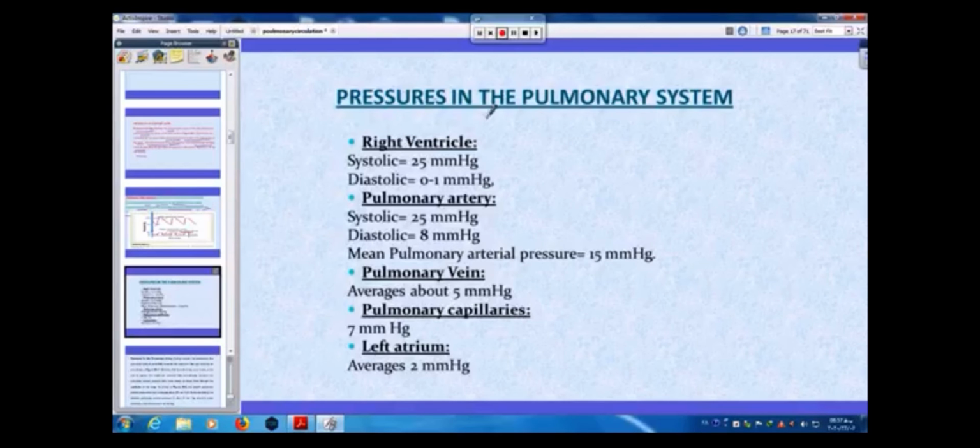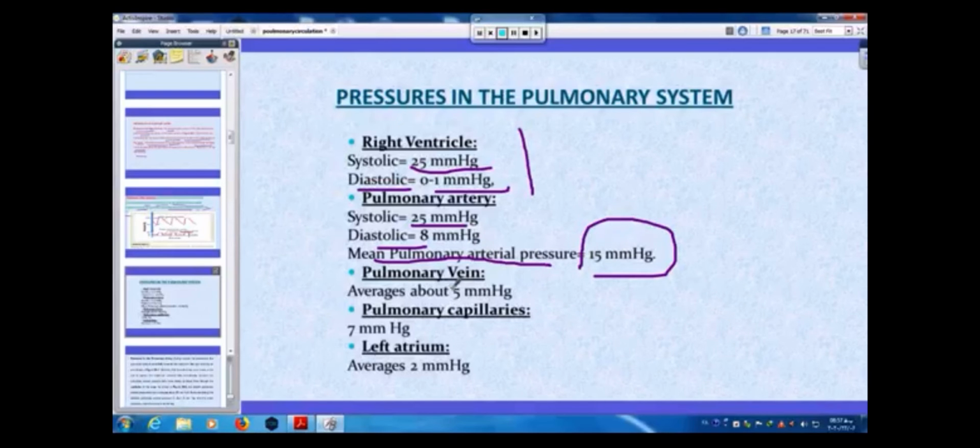Taken together, the pressures in the pulmonary system: right ventricle systolic is 25 mm mercury, diastolic is 0 to 1 mm mercury. In the pulmonary artery, the systolic is 25 mm mercury, diastolic is 8 mm mercury. Mean pulmonary arterial pressure is 15 mm mercury. The pulmonary vein average is about 5 mm mercury. Pulmonary capillaries is 7 mm mercury. In the left atrium, the average pressure is 2 mm mercury.